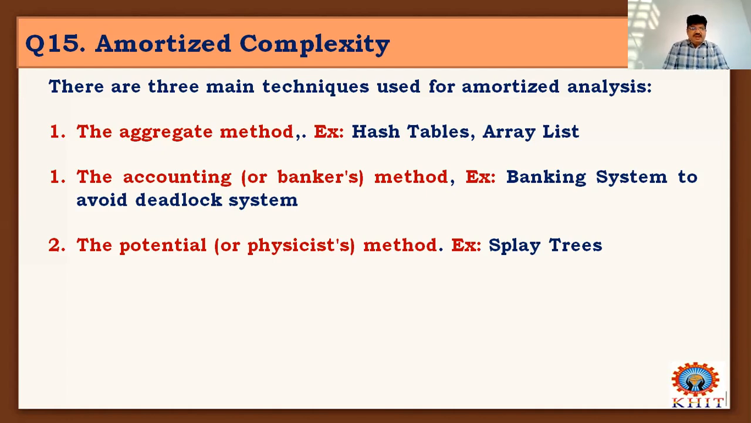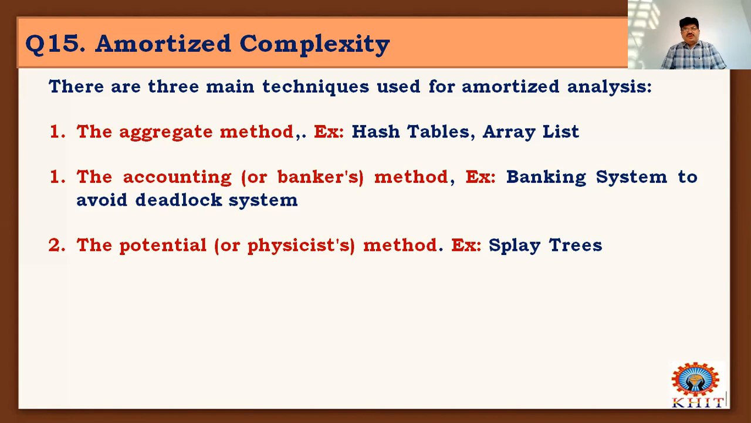There are three main techniques which can be used for calculating the amortized analysis of an algorithm. The first one is the aggregate method. This aggregate method is applicable to some well-known examples, array list and hash table. So array list and hash tables are data structures which can be used to perform algorithm related tasks.